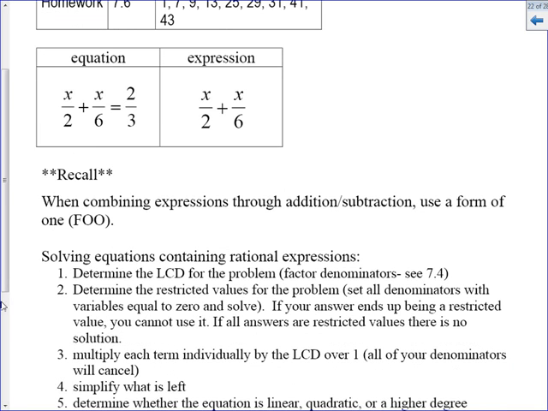So I have a little recall here. When you're combining expressions, through addition and subtraction, you always use a form of 1. The nice thing about equations is you do not need a form of 1. When you have that equal sign, you don't need a form of 1 because all we're doing is keeping balance. When we're adding and subtracting, we can't change an individual fraction's value. The only thing we can multiply by is 1. However, when we have an equation, we're just worried about did I do the same thing everywhere. So that's a big difference between equations and expressions.